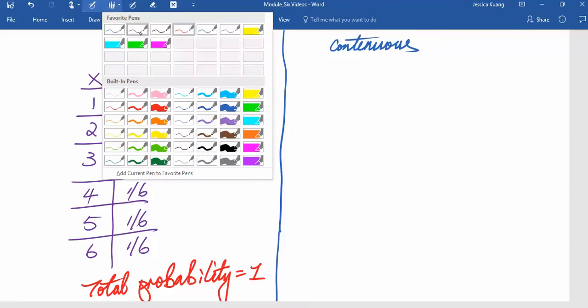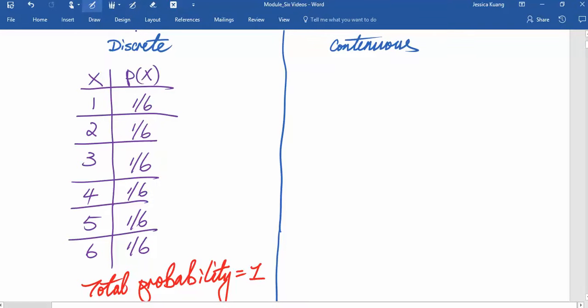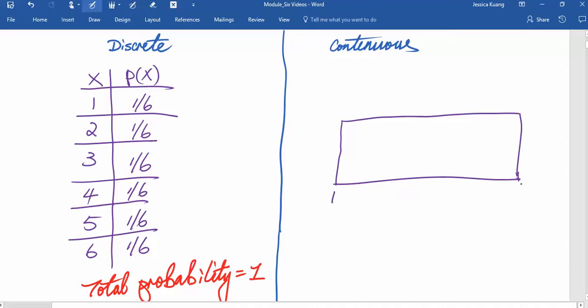Continuous probability distribution is very different. We could have a value between, for example, anywhere between 1 and 6. It doesn't have to be 1, it doesn't always have to be 6. I'm just giving you an example. x could be well defined anywhere between 1 and 6.